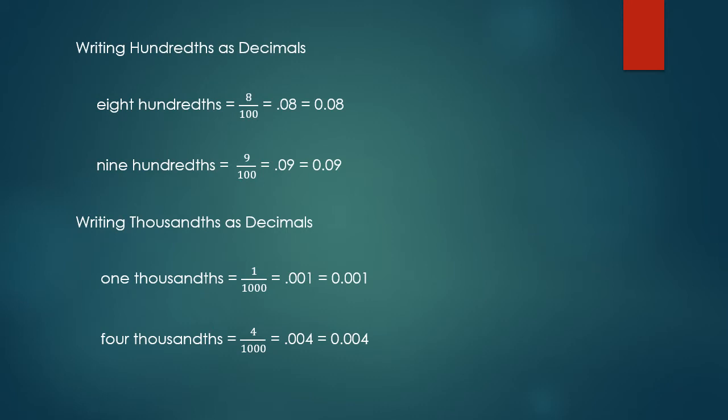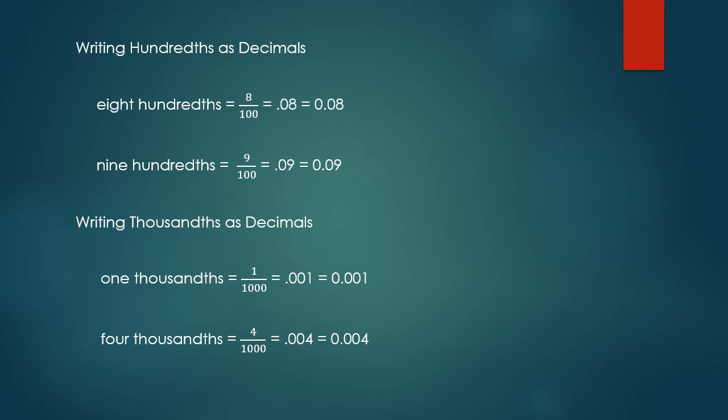Now see how we can write hundredths as decimal. Writing hundredths as decimal. 8 hundredths. In fractional form, how will we write? 8 upon 100. 8 hundredths can be written as 0.08. 8 hundredths in decimal form is written as 0.08. Let's see another example.